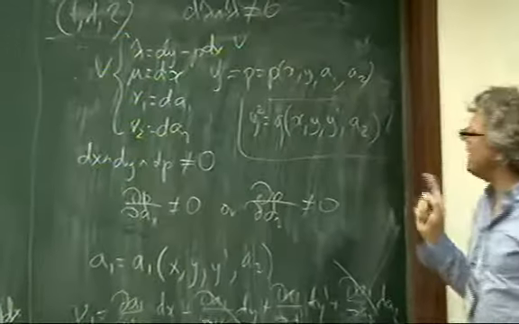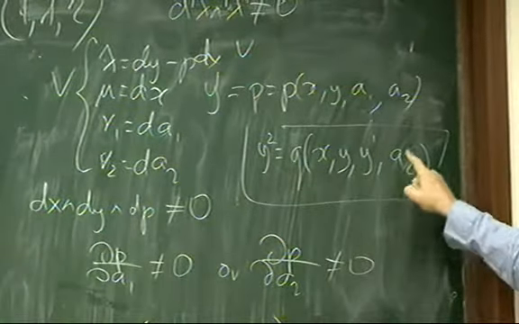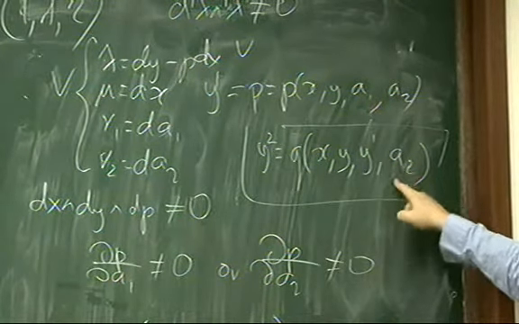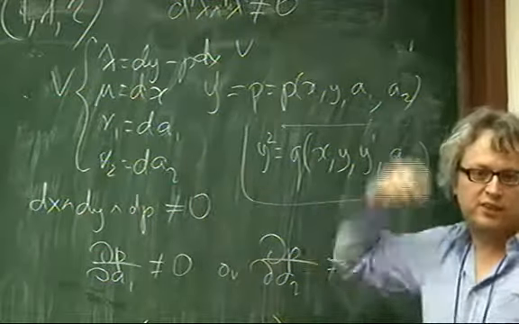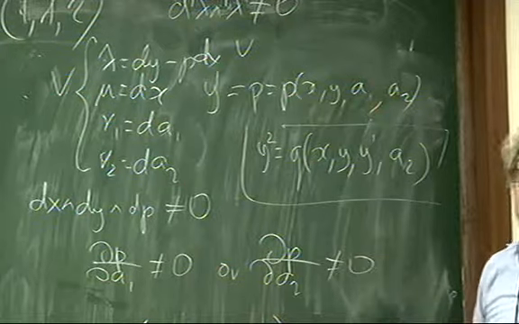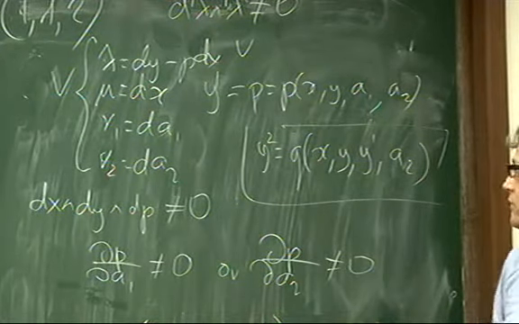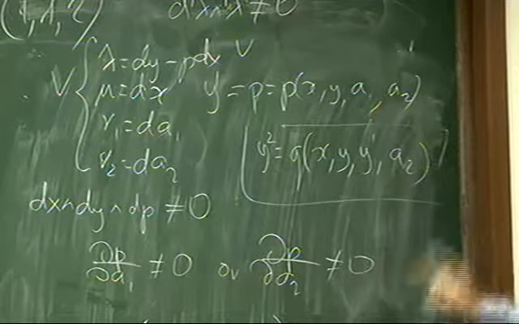And now I will be done, provided that this function really does depend on A2. If this function does depend on A2, I can solve it for A2, insert it in here, use my transformations, and I will show that such para-CR structures come from the third order ODE. But if this function doesn't depend on A2, I am stuck.